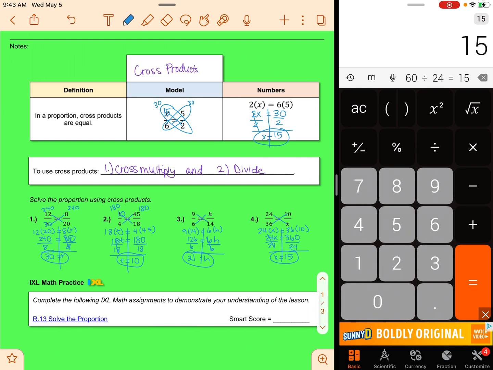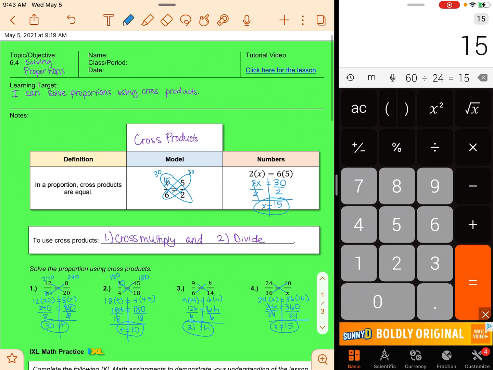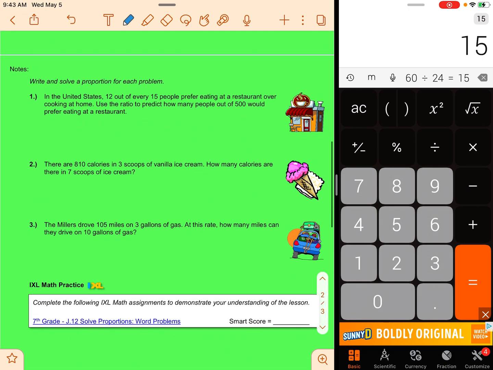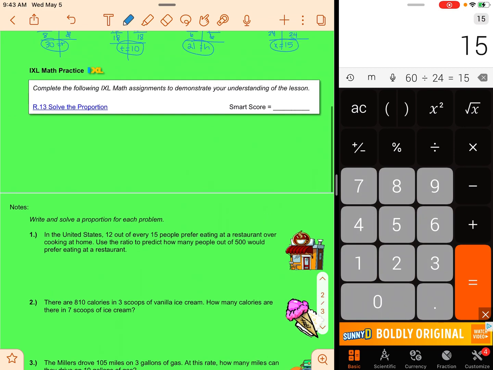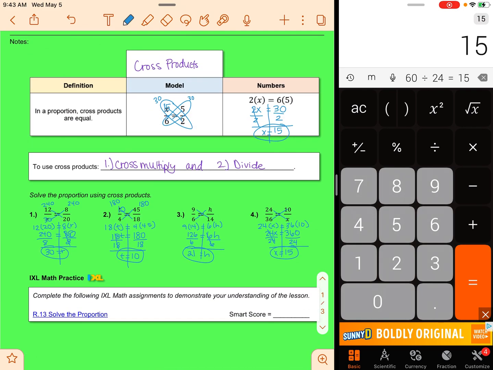That is our lesson on solving proportions. In the next lesson, we're going to work on the rest of these notes, which is using word problems. Today you're just focusing on solving proportions, and then in the next video, we will work on word problems.